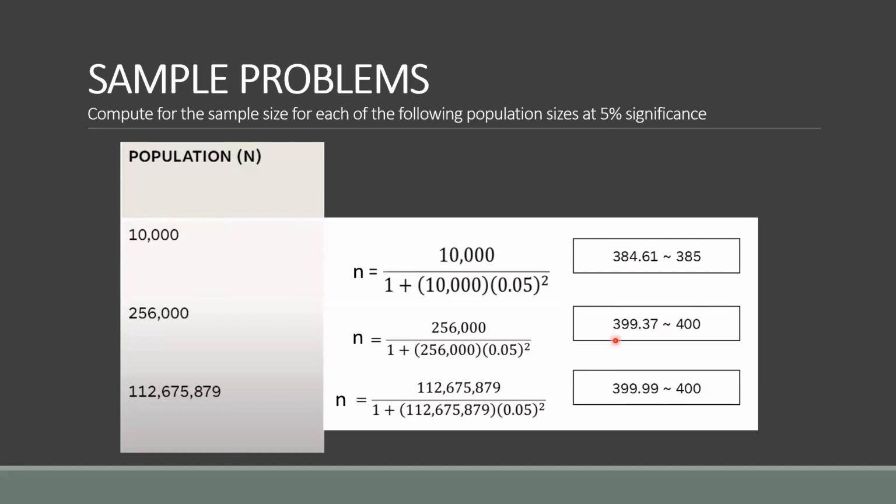From the actual computation for a 256,000 population, it would be equivalent to 399.37. So we round it up. Then what we could obtain for our sample size is 400. But for the 112,675,879 population, the computed value is 399.99. Rounded up, it would be approximately equivalent also to 400. So what is the specific reason for that?